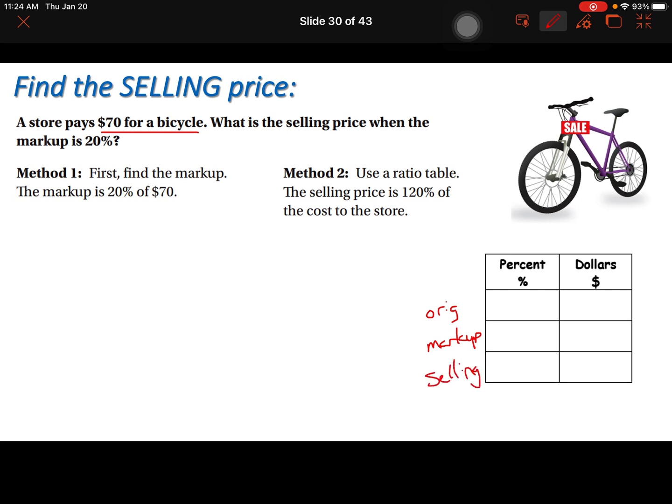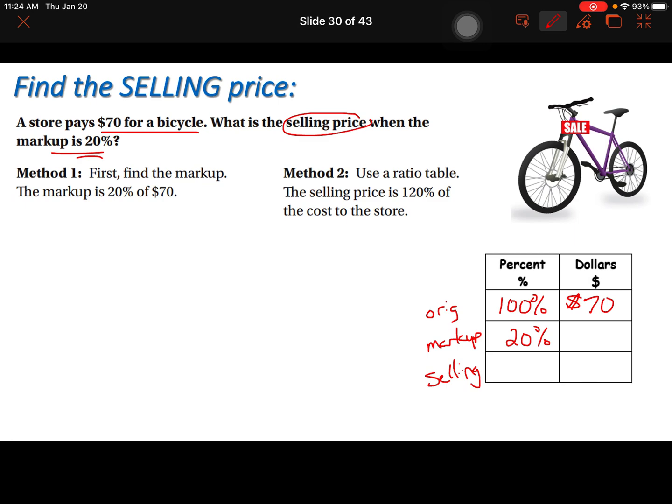And then this is going to be, instead of sale price, the selling price. They paid $70 for the bicycle. What is the selling price when the markup is 20%? So the markup is 20%. They paid 100% of the 70, and they're marking it up.